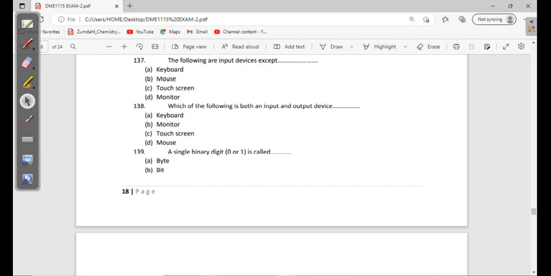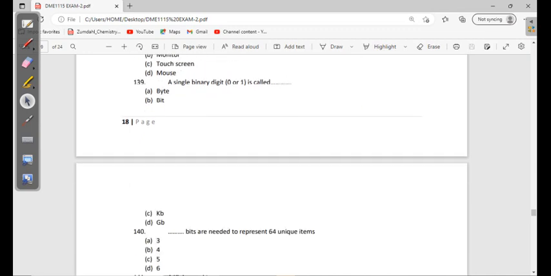138. Which of the following is both an input and output device? Keyboard, monitor, touchscreen, mouse. So that is a touchscreen. You can use a touchscreen to write and also to see. 139. A digit 0 or 1 is a code, byte, bit, KB, GB. What do you think? So that is a bit. Option B. A byte consists of 8 bits.